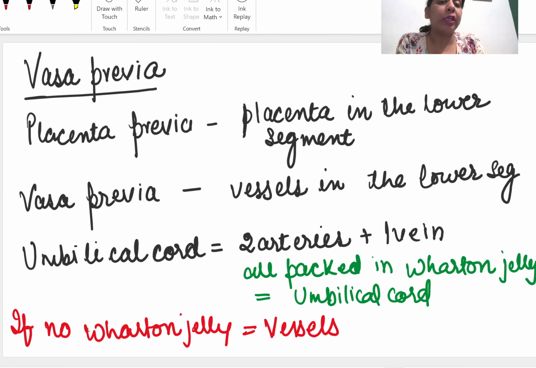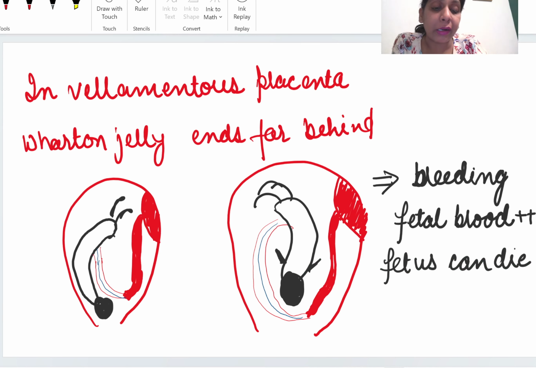Now, the umbilical cord is made up of three vessels, two arteries and one vein. Okay, the left vein is left. You all know that. Now, all these vessels are packed in Wharton jelly. When these three vessels are packed in Wharton jelly, it is known as the umbilical cord. If they are not packed in Wharton jelly, then they are not known as umbilical cord, they are known as vessels. Now, what is vasa previa? Vasa previa means vessels are there, but no Wharton jelly is there.